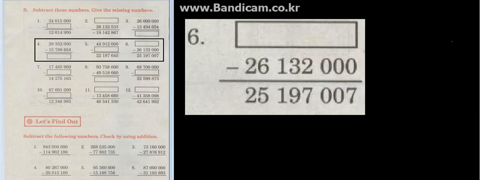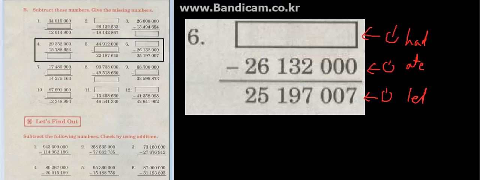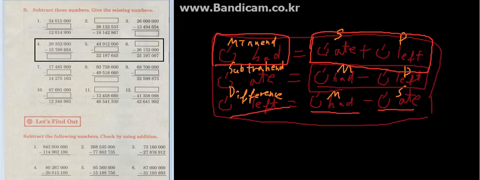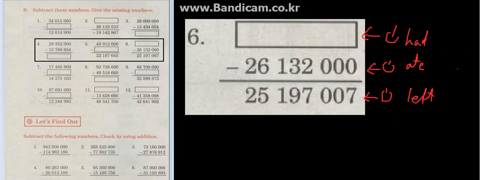Problem number 6. Now this is a problem for getting the apple you had, and you have the number of apples you ate and the apples that are left. What should you do? Let's see. Remember, this time we should add the apple you ate and the apple that's left to know the apple you had.